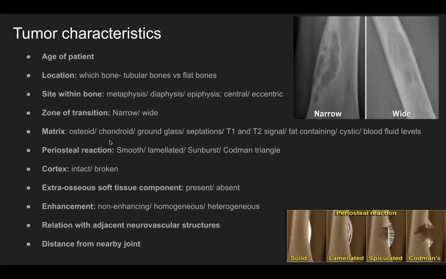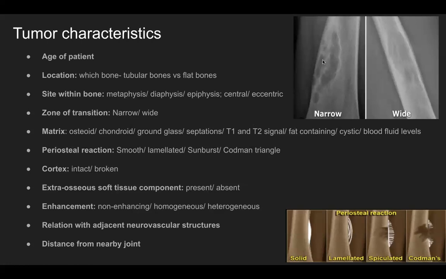Then we have to describe the matrix of the lesion. What is inside this lesion? Whether it is lytic or there is some calcification. If there is calcification, it could either be like mature bone calcification, which is called as osteoid matrix, or it could be in the form of stippled calcification in the form of rings and arcs, which is called as chondroid matrix, or there can be a diffuse haziness inside the matrix, which is called as ground glass matrix. Osteoid matrix is typical of osteosarcoma. Chondroid matrix is seen in any cartilaginous tumor such as enchondromas and chondrosarcomas, and ground glass matrix is seen in fibrous dysplasia.